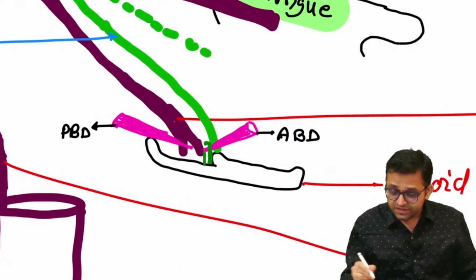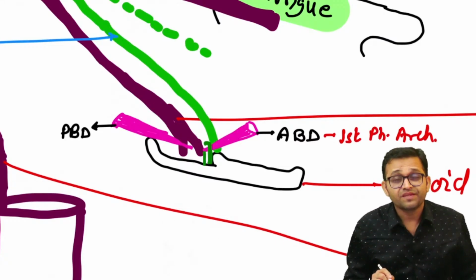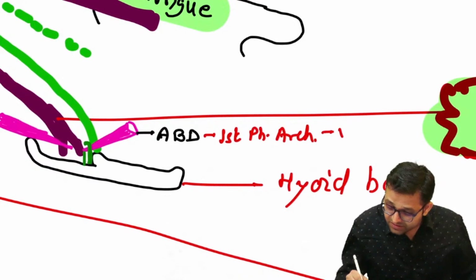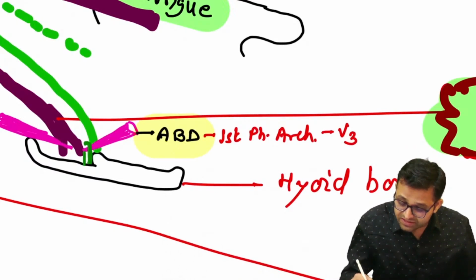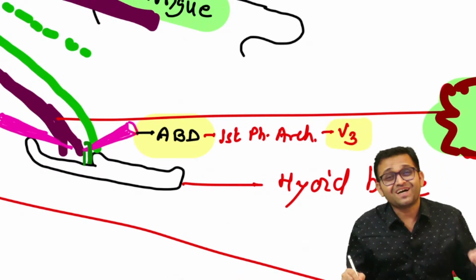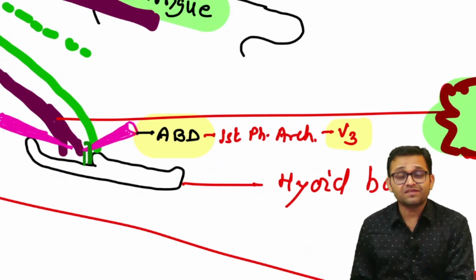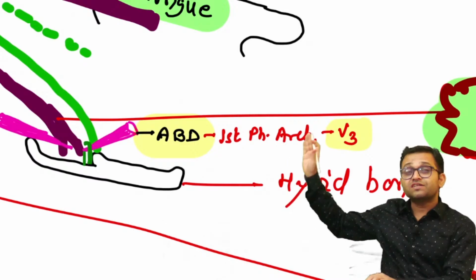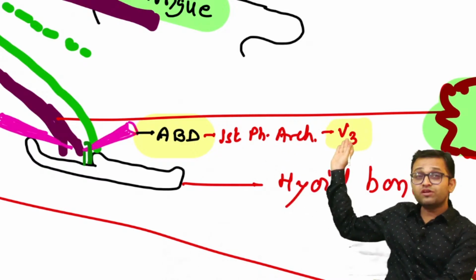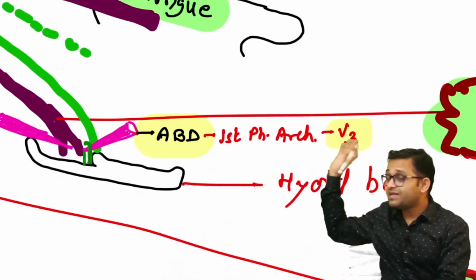One beautiful piece of knowledge, sir. This anterior belly of digastric is a derivative of the first pharyngeal arch. And the nerve of the first pharyngeal arch, sir, is the mandibular nerve. So the anterior belly of digastric is a derivative of the first pharyngeal arch. The nerve of the first pharyngeal arch is the mandibular nerve. That's why the nerve supply of the anterior belly of digastric is the mandibular nerve.